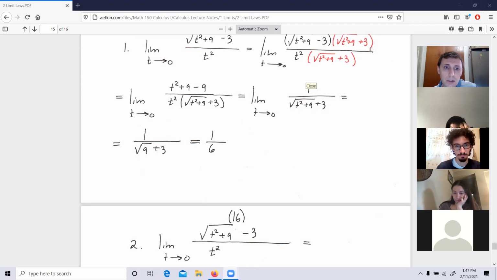Second row? What second row? You mean this part? It's just simplification. 9 minus 9 is 0, so you have t squared. It's just simply this. So there is a t squared and here is a t squared, and I can cross them out. And I'm left with 1 over root t squared plus 9 plus 3.